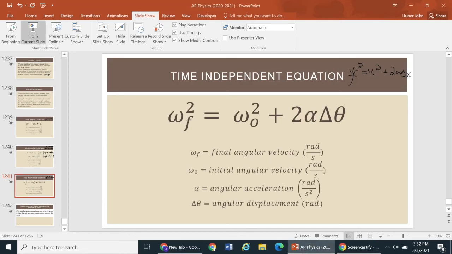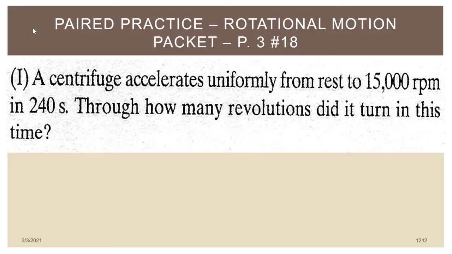Let's go ahead and solve some problems. This problem here is in the rotational motion packet. It's on page 3, number 18. It says a centrifuge accelerates uniformly from rest to 1,500 revolutions per minute in 240 seconds. And the question says, through how many revolutions did it turn in this time?